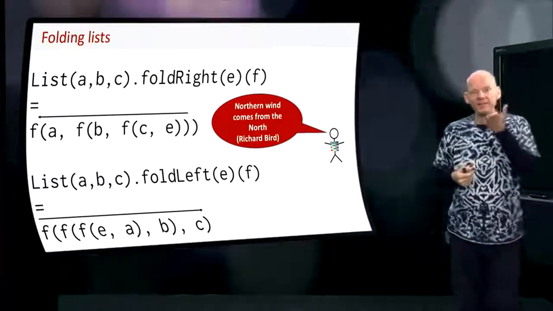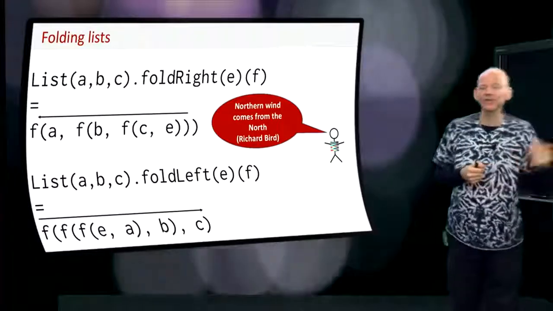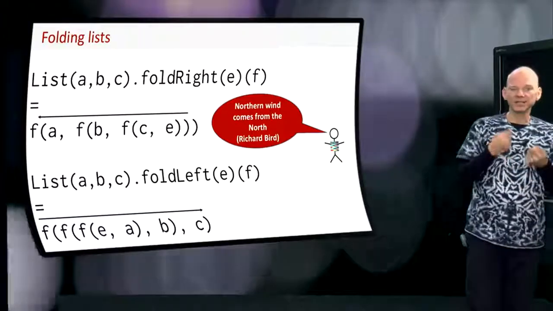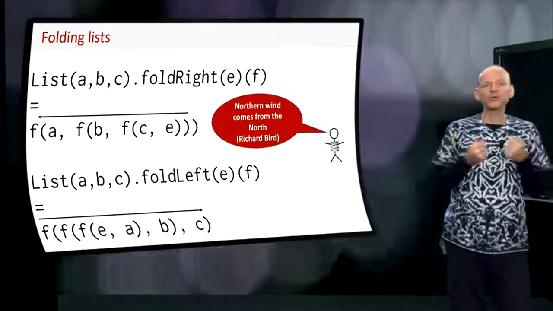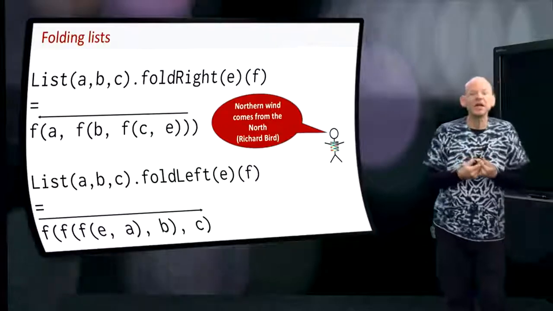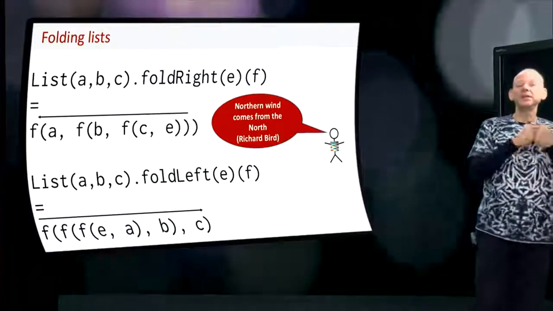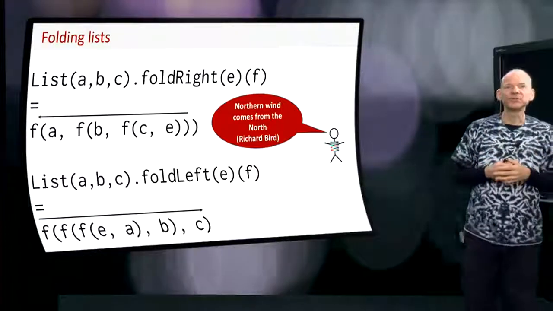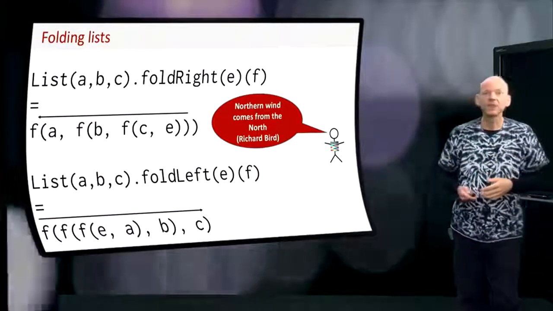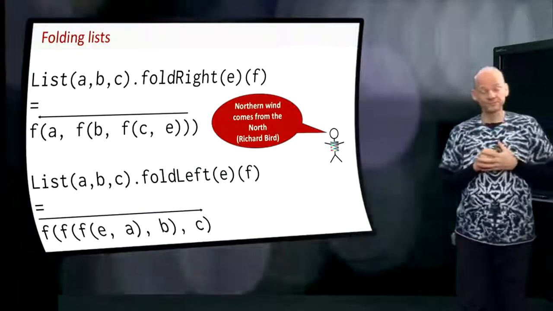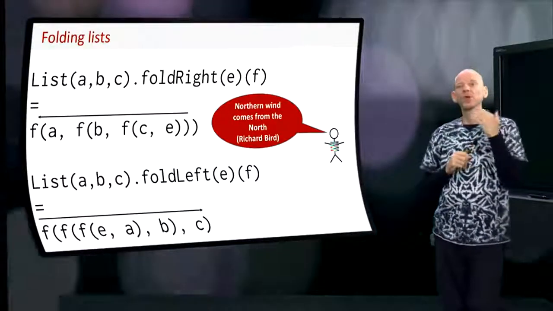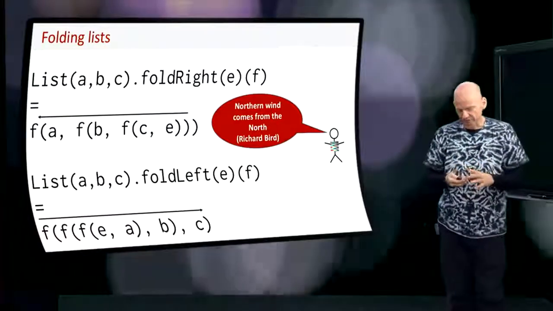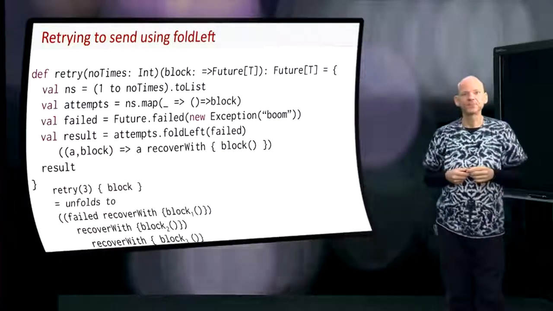Obvious, huh? Then if we look at foldLeft, well, that folds from the left. It starts with a neutral element and has the combiner function. It first combines e with a, then combines that with b, and then combines that with c. So it associates the other way around. We're going to use both foldLeft and foldRight to implement our function to retry a computation.